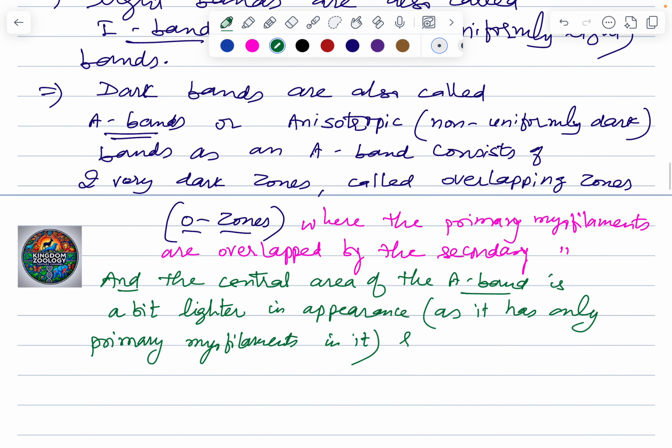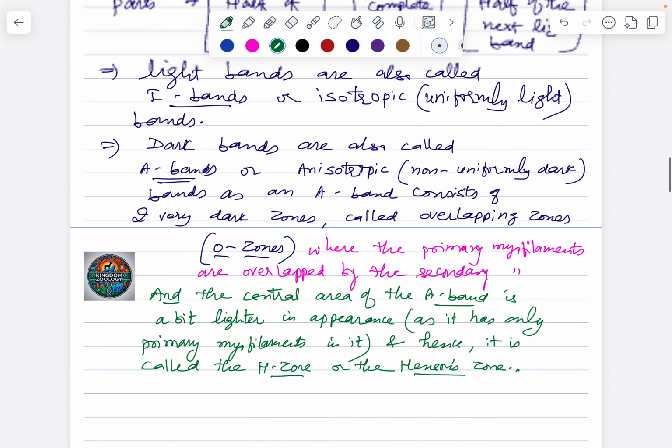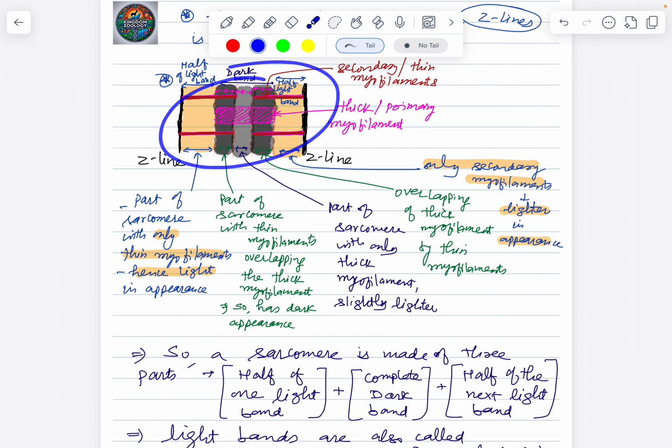So this slightly lighter area is called the H zone, or the Hensen zone. So this is the composition of the dark band, and here is the structure of your one sarcomere.